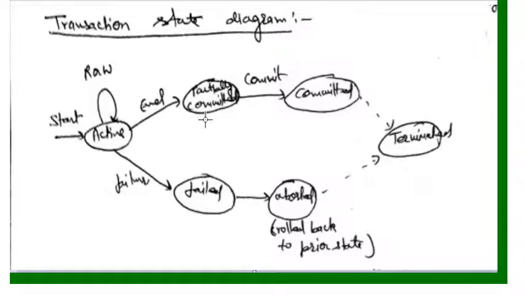So after the active state, you can see that there are two arrows. One is failure and one is end. And after the transaction completes its last instruction, we say that the transaction is ended. So it will come into the partially committed state. So what is basically the partially committed state?